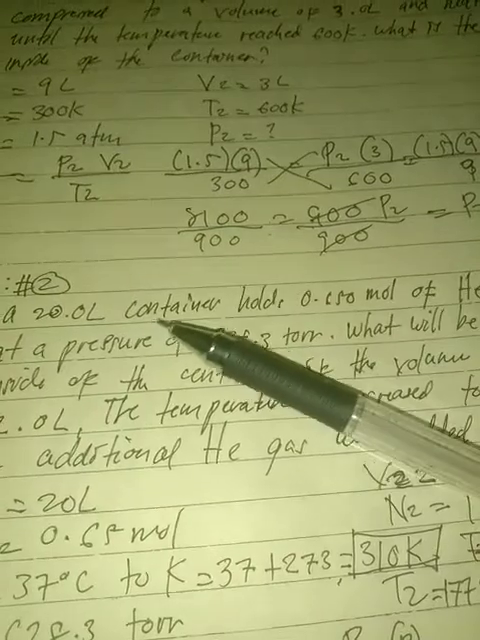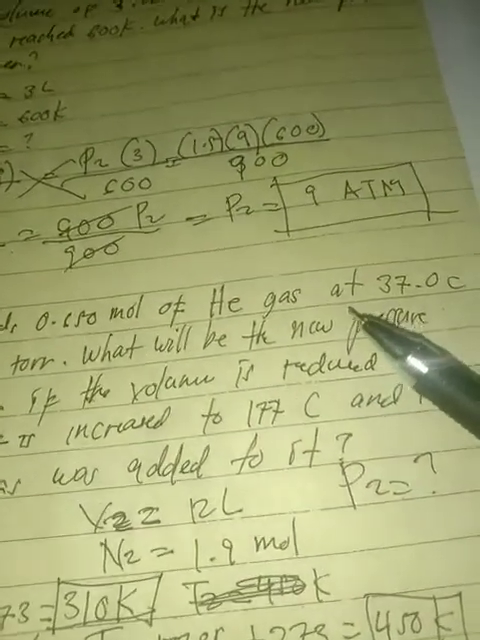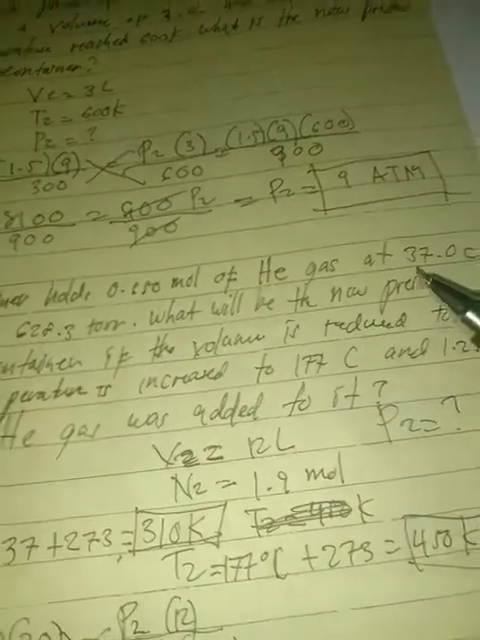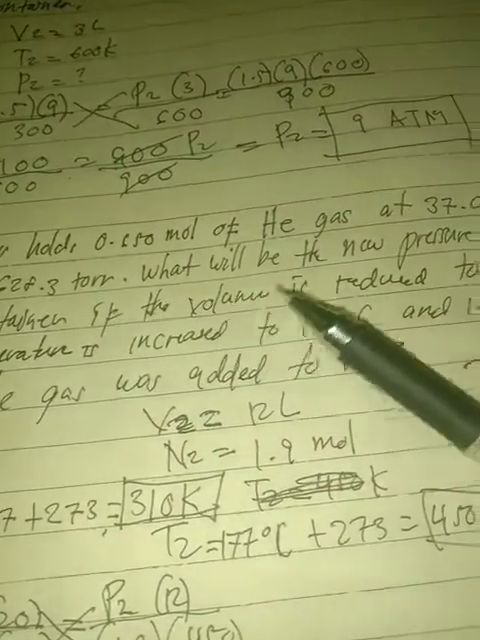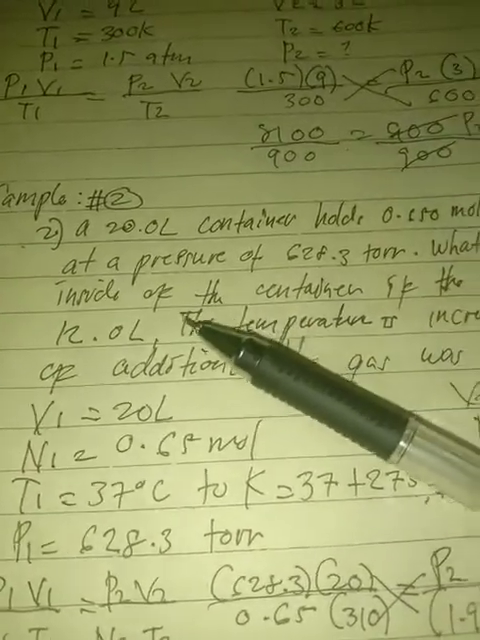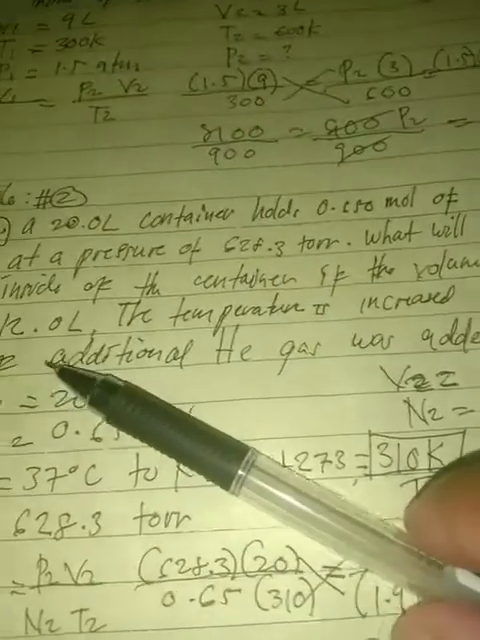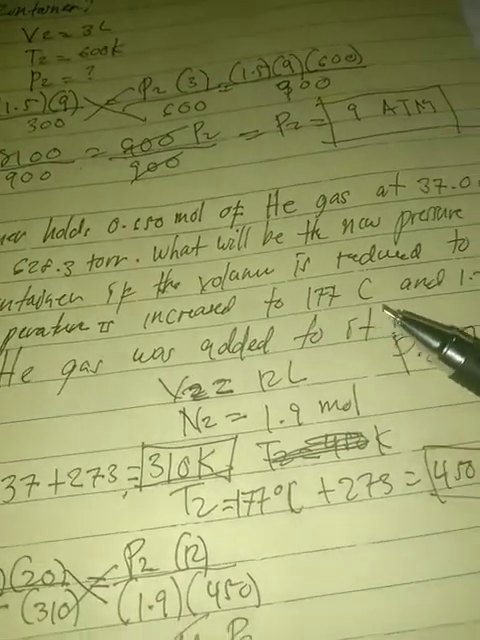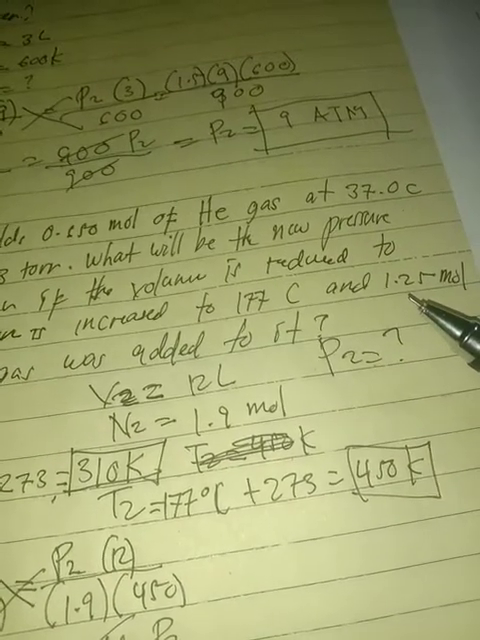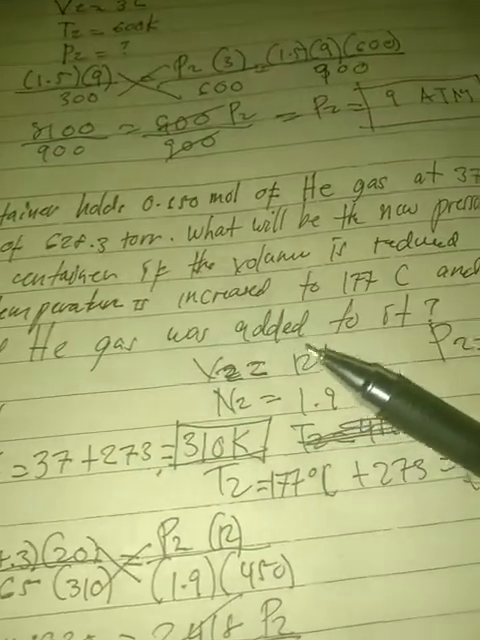So now we are going to the next problem, number 2. A 20 liter container holds 0.50 mole of helium gas at 35 Celsius at a pressure of 628.3 torr. So what will be the new pressure inside the container if the volume is reduced to 12 liter? So the temperature is increased to 177 Celsius and 1.25 mole of additional helium gas was added to it.